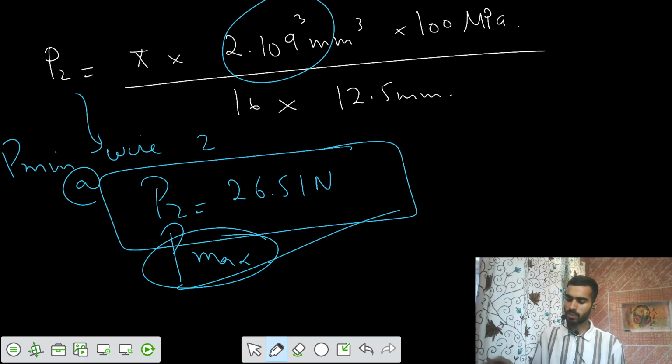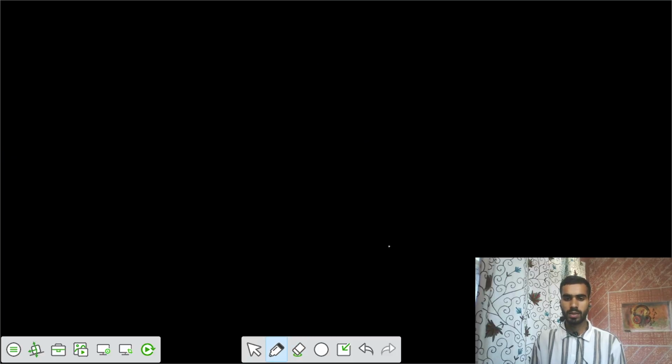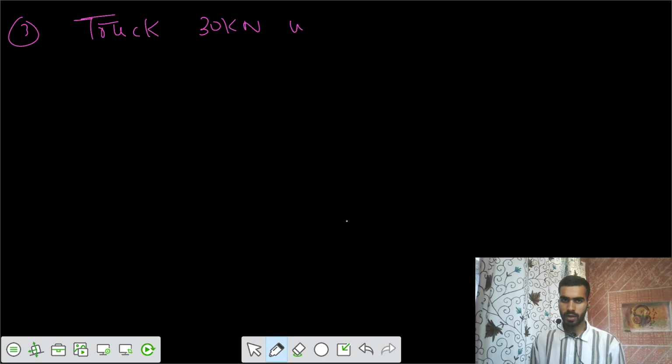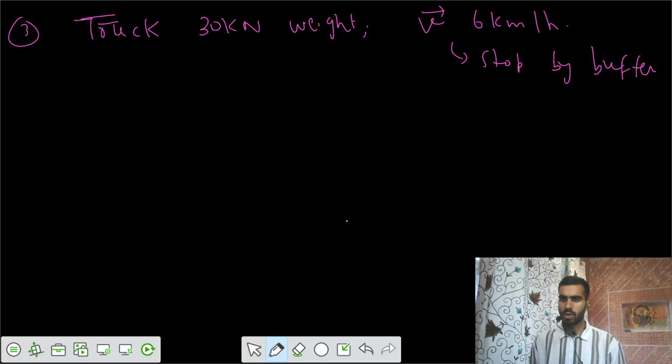Let's take the third problem. So you have a truck. The truck weight is 30 kilonewton, and it's moving with a velocity of 6 kilometer per hour. And it has to stop by using a buffer. So there we have a buffer, and it has to stop because of that buffer.